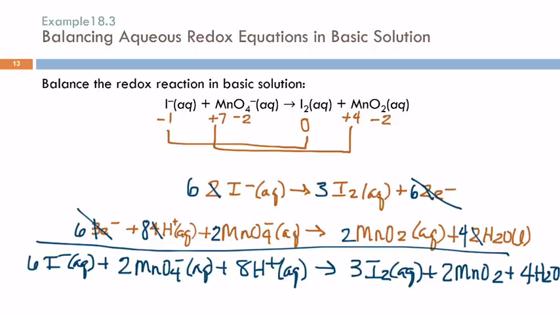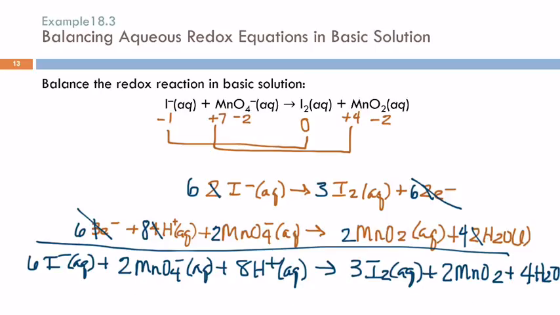This would be the correct answer if it was in acidic solution. But it says right here it's in basic solution. So what we do is we look at how many hydrogen ions are showing up in this equation. We have 8 hydrogen ions. So what we're going to do is add 8 hydroxide ions to both sides.